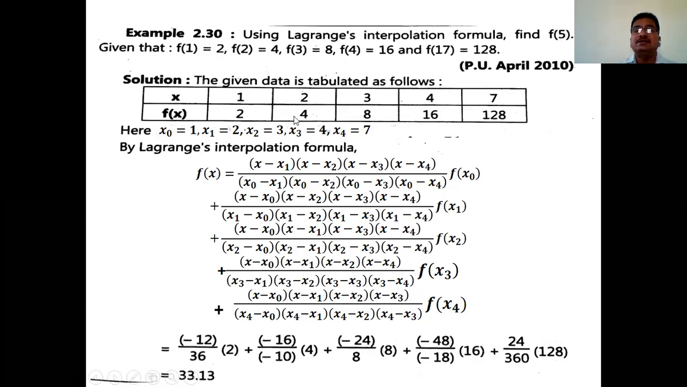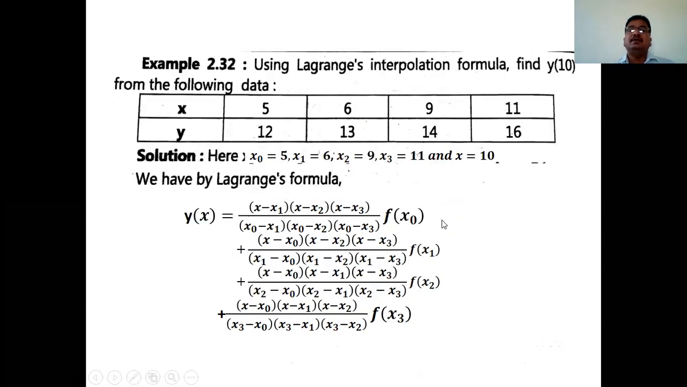Observe this answer. The values of f(x) are increasing, so we know the answer is greater than 16 and less than 128. And 5 is nearest to 4, so this value, 33.13, is nearest to 16, not near to 128.